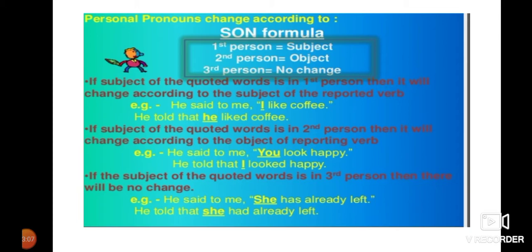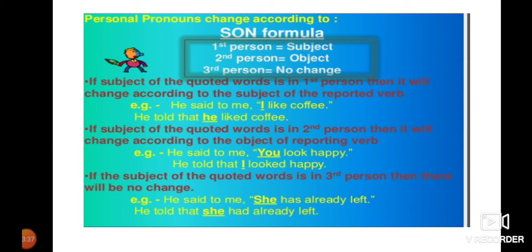There is this formula which we call as SON formula. How? The personal pronoun changes. First person will change to subject, second person, object, and third person there will be no change. If the subject of the quoted word is in first person, then it will change according to the subject of the reporting verb. He said to me, I like coffee. So have you noticed? He told me that he liked coffee.